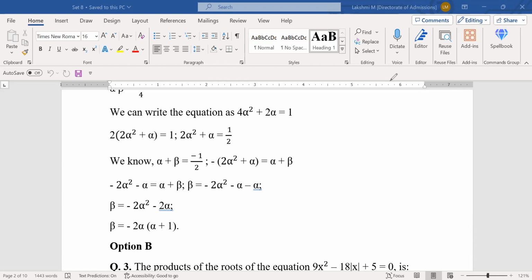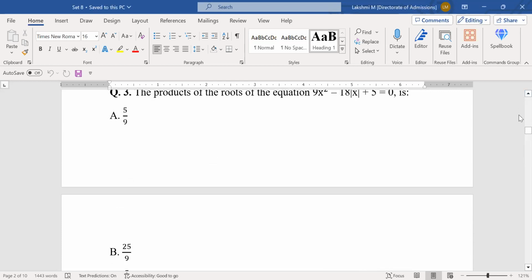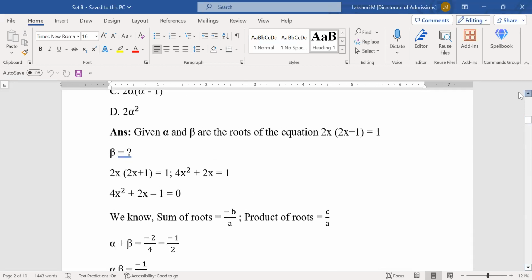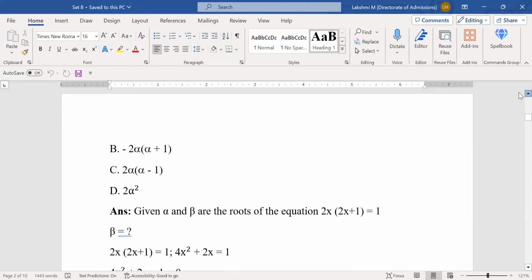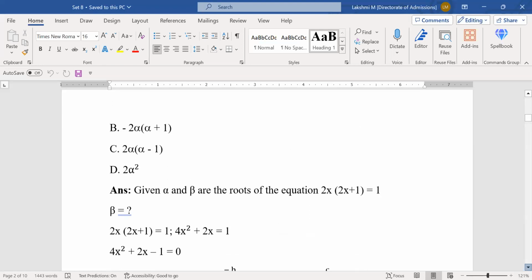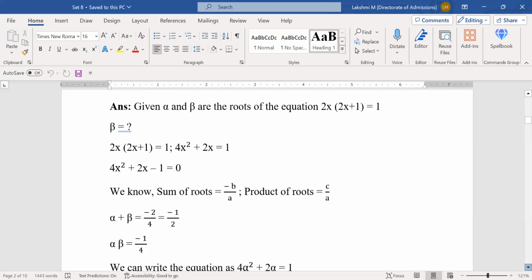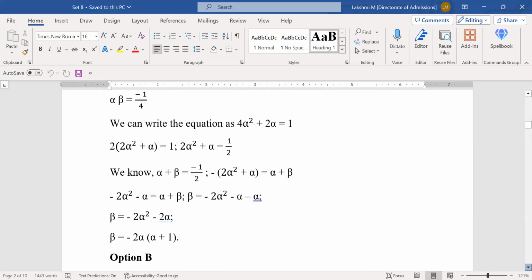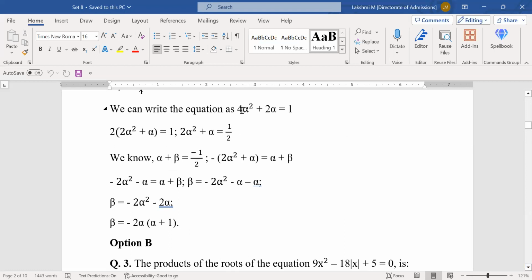I think a lot of students are saying, is there anything wrong? Okay, just a second. We'll just revisit the question once again. Maybe I have made some mistake. So yes, 4x square plus 2x equal to 1. Now coming to this, 4 alpha square plus 2 alpha is equal to 1. I've taken 2. That is 2 alpha square plus alpha is equal to 1 by 2. Alpha plus beta is equal to minus 1 by 2.